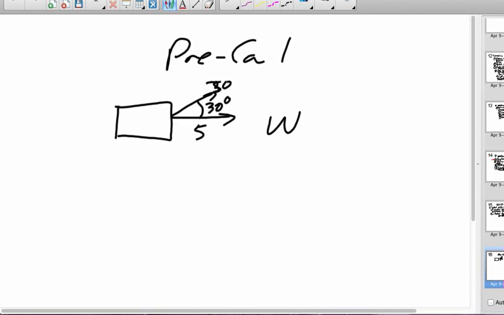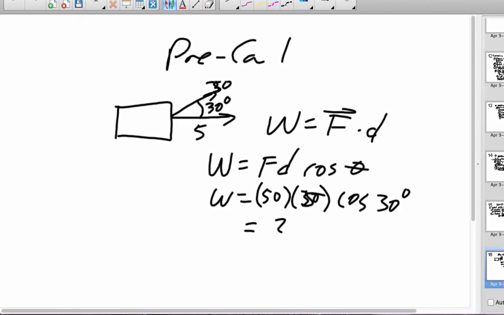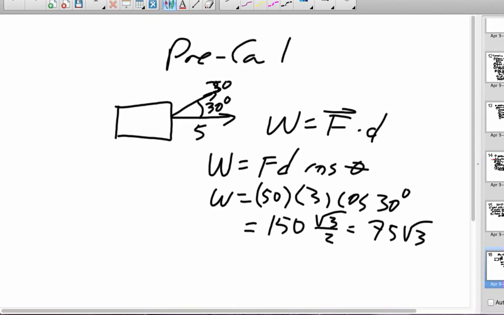So here work is defined to be the dot product of these vectors, or work is going to be equal to FD times the cosine of the angle between them, which in this case is going to be 50 times 5, times the cosine of 30 degrees, which is going to be 150 times the square root of 3 over 2, which is going to give us 75 times the square root of 3 Newton meters.